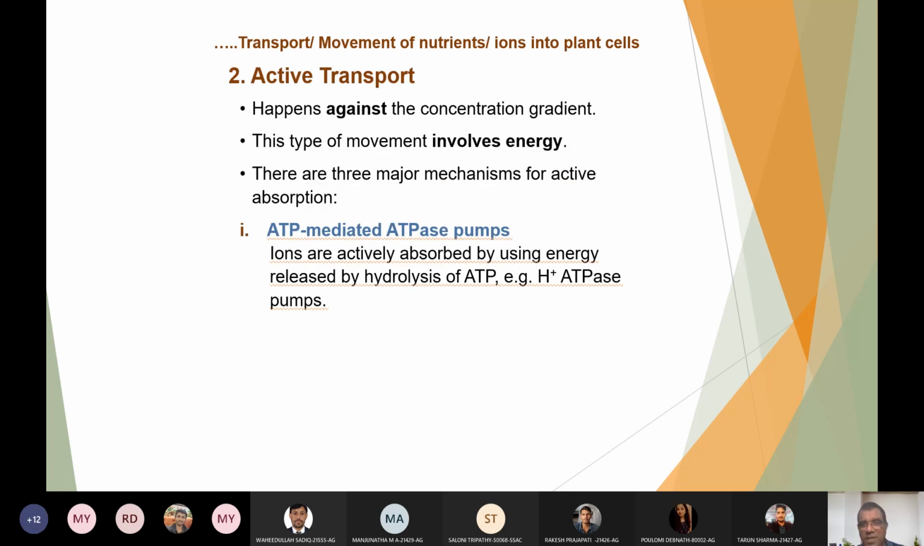Now we go to active transport. So this is again movement of nutrients through the plasma membrane. It happens against the concentration gradient. So active transport is against the concentration gradient. This type of movement involves energy. There are three major mechanisms for active absorption. ATP mediated ATPase pumps, so this is one option. Ions are actively absorbed by using energy released by hydrolysis of ATP, for example H+ ATPase pumps. So ATP mediated pumps are there.